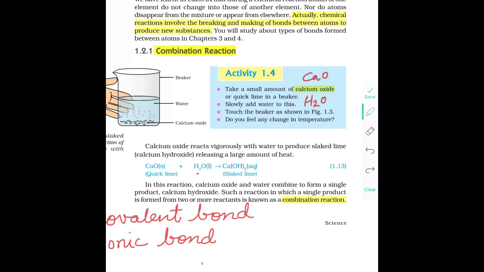In general, we can denote this as, say, our reactants are represented by A and B, and they give a product AB. So here one reactant combines with the other reactant and gives a combined product, a single product. It is called a combination reaction.